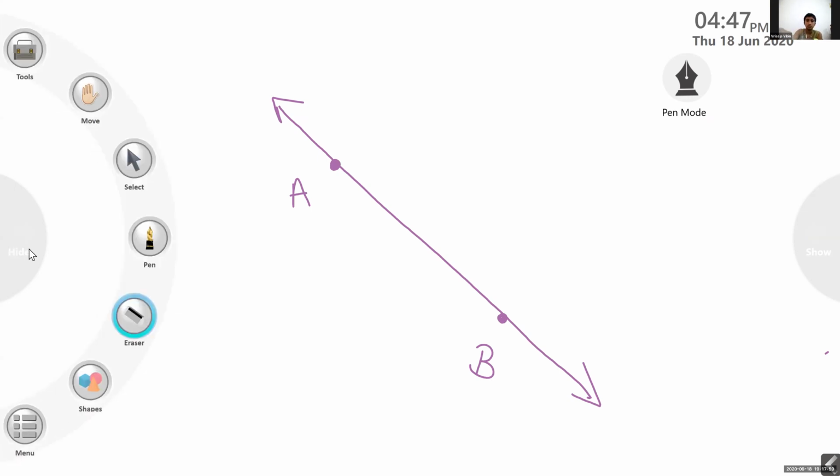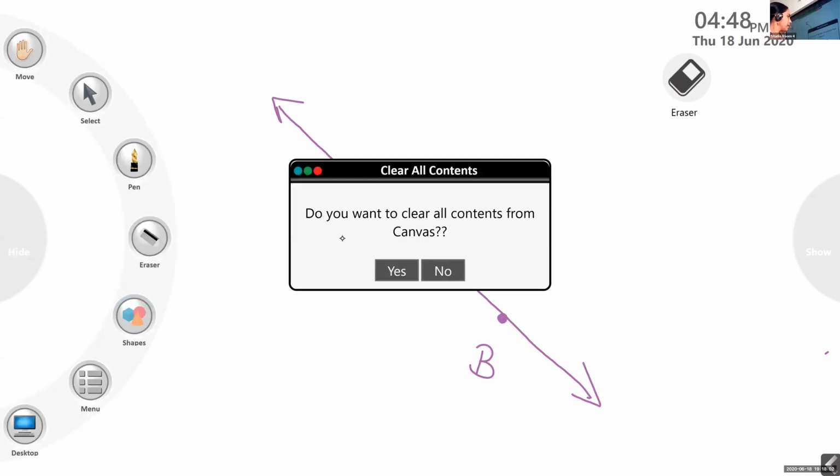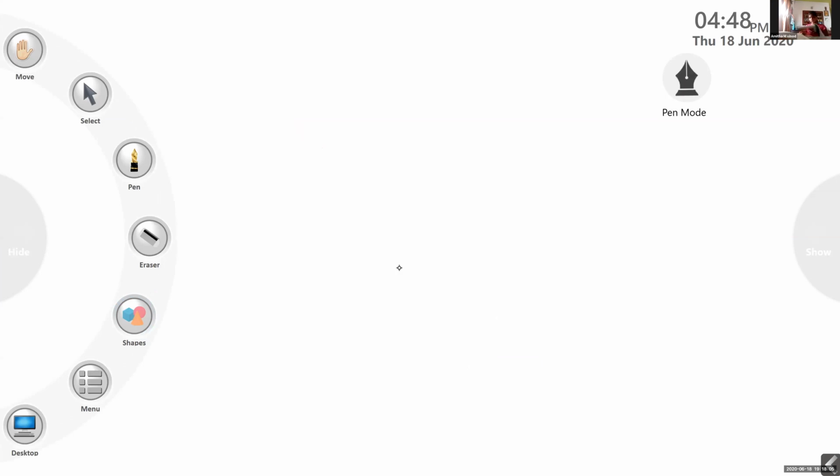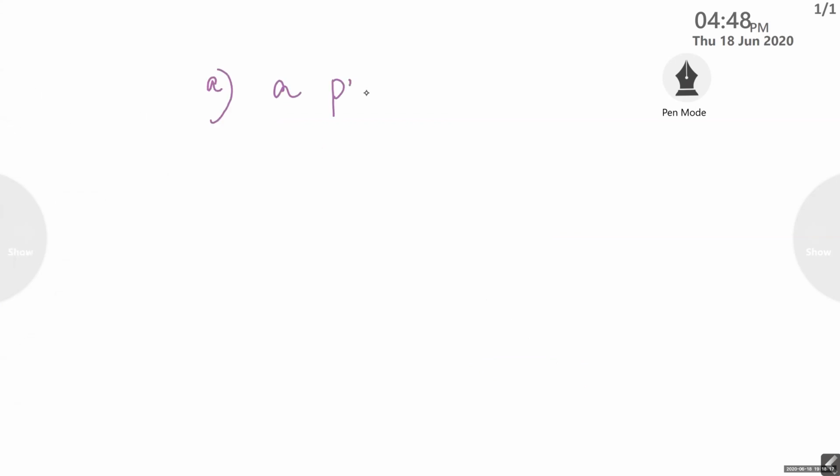Then there is one more question. Third question. Draw a rough figure and label suitably in each of the following cases. First one is a point P lies on line segment AB. Did I give this question as homework? Yes, ma'am.